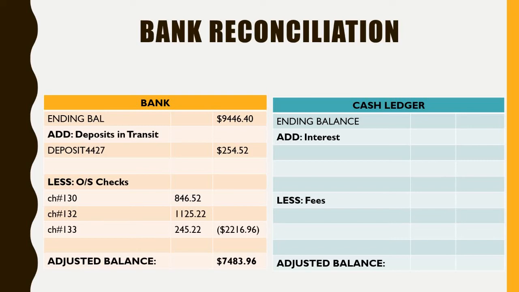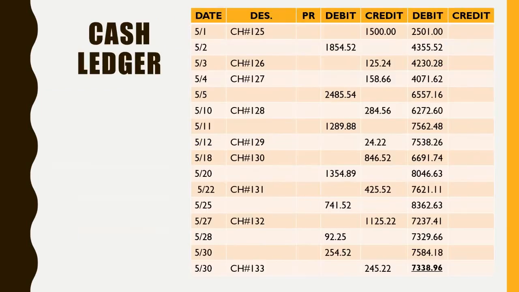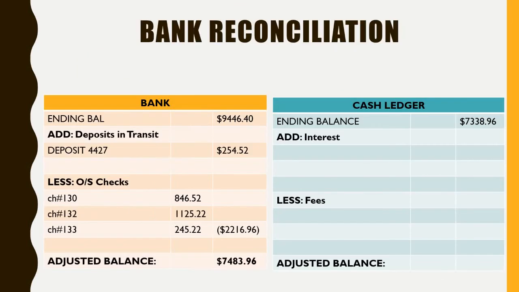Now that I've finished my bank statement side, I need to confirm that my cash ledger is going to be equal on the other side. So I'm going to start on my cash ledger to see how much my ending balance is. How do I tell? I just go all the way down to the very last day of the month, May 30th, and check what my account balance is. Right now, I currently have a debit balance of $7,338.96. So I take that number and pop it in there.